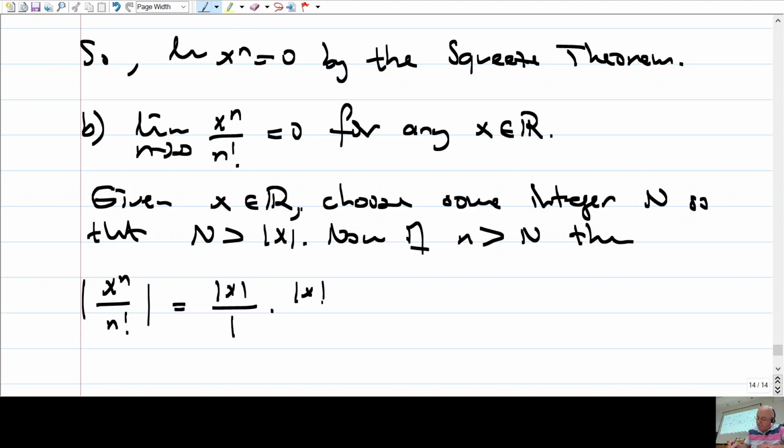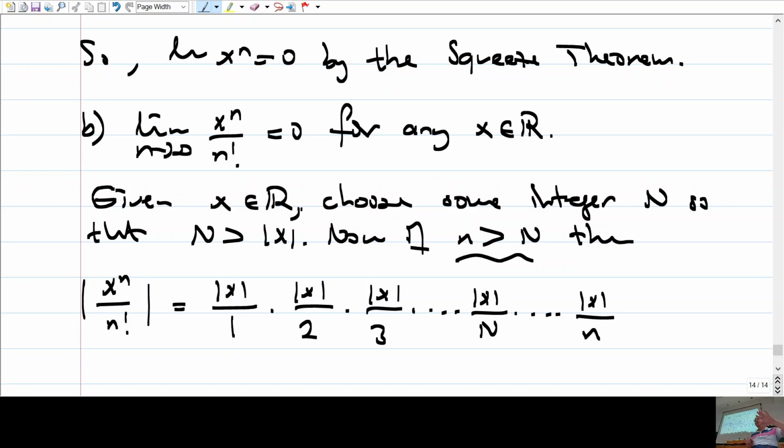So it is just 1 times 2 times 3 up to where? Somewhere here I will have x n, and then finally I have x and then little n, because small n is larger than big N. Therefore, since I have n factorial here, I will go from 1 up to n, and here I have exactly n many absolute values of x.